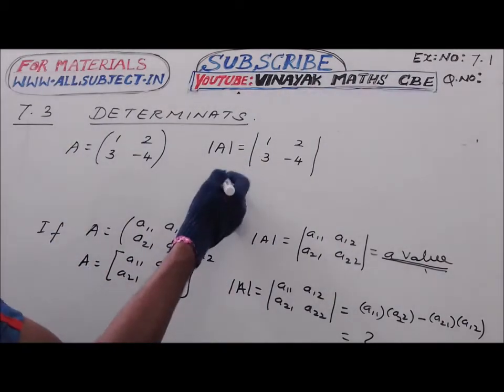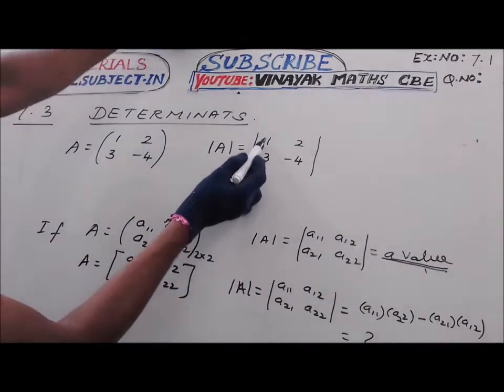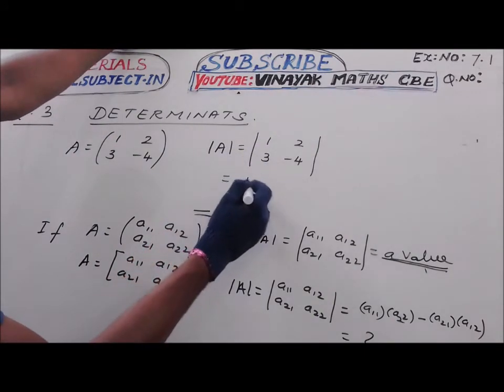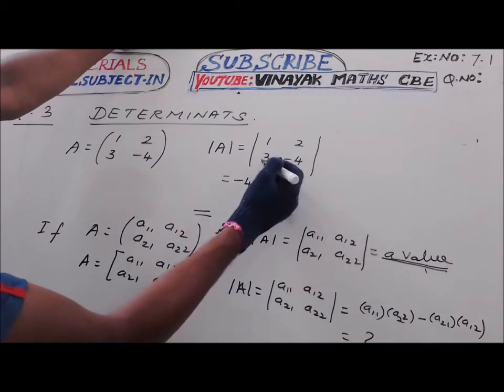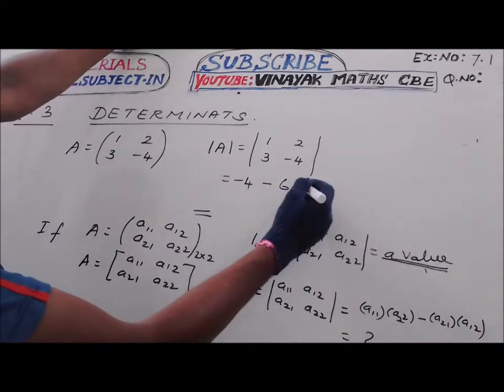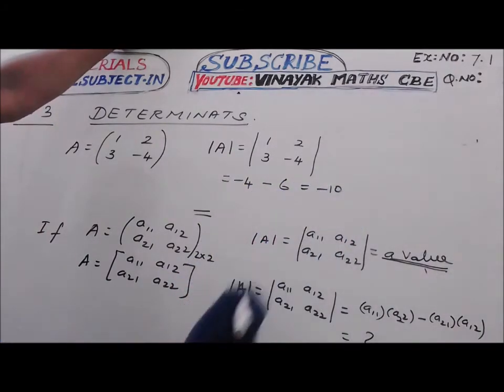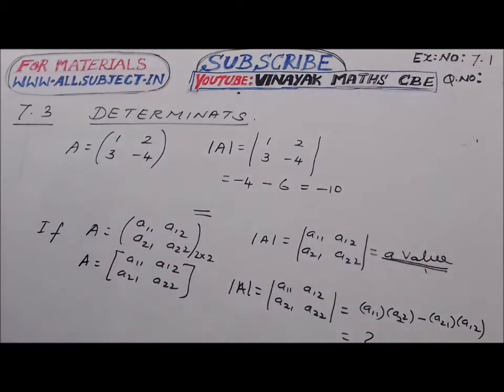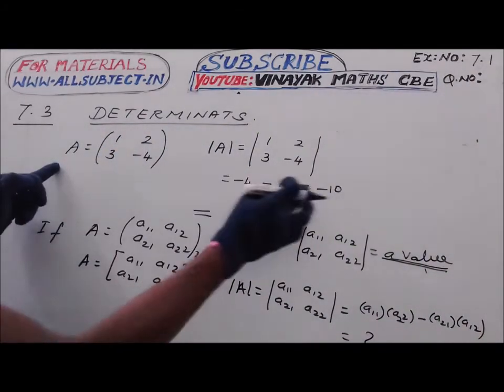To calculate this determinant value, first of all multiply the leading diagonal. This is the leading diagonal. 1 into minus 4 is minus 4. And then multiply the secondary diagonal: 3 into 2 is 6. Subtract. You get minus 10. So this minus 10 is the determinant value of this given matrix. So determinant of A is minus 10.